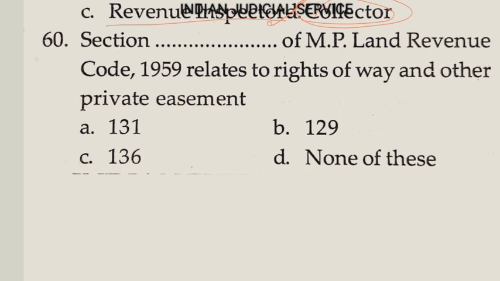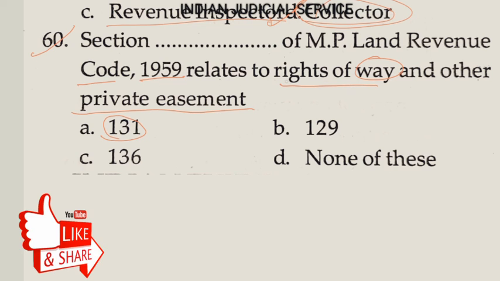Now question number 60: section -- of the MP Land Revenue Code 1959 relates to right of way and other private easement. So under which section? Under section 131 of the MP Land Revenue Code 1959 relates to right of way and other private easement. So here 131, answer option A.